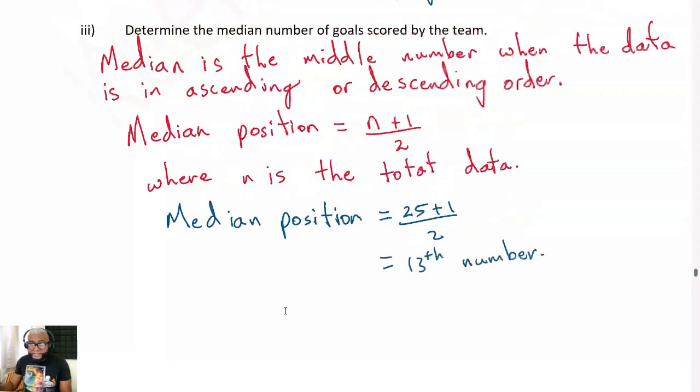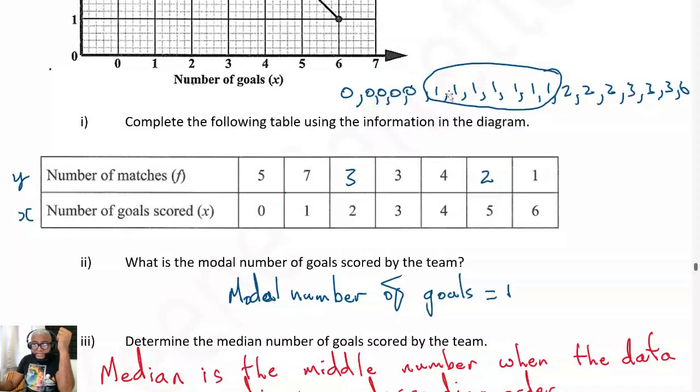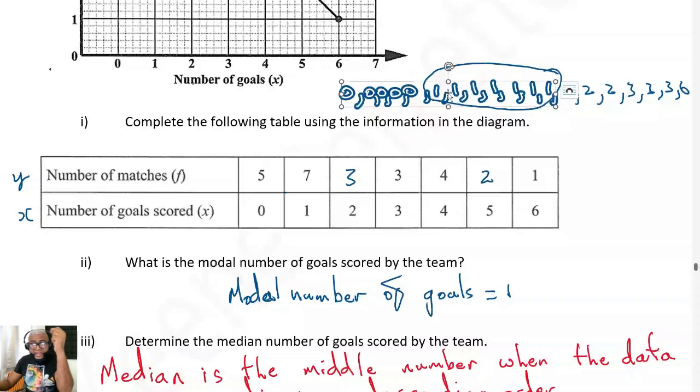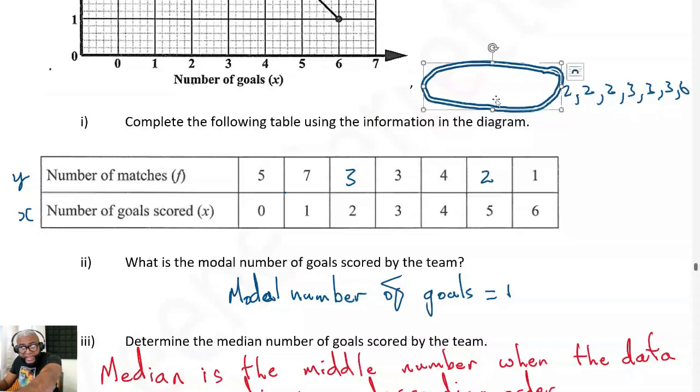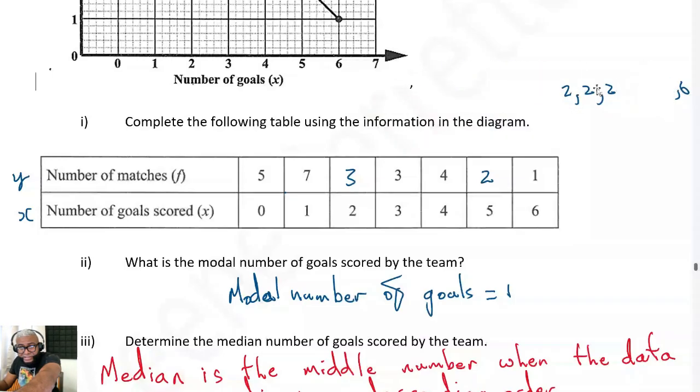Ask questions if you don't understand. We're looking for the median number, but remember they gave us a table. They didn't write out our data like how I was writing it out here. I chose to write it like that just to show you something. But they gave you your information in a table. So to find the median, you need to find the median position, which is the 13th number.